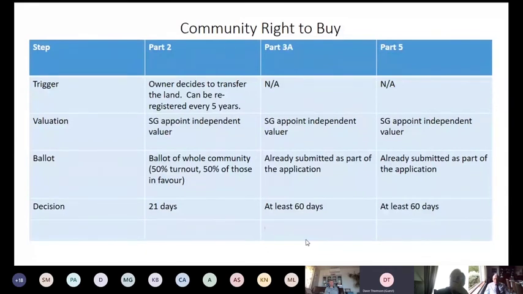The reason that those tests are in place, and they may seem overly restrictive to some, is that for both Part 3A and 5, we are putting in place a compulsory purchase. In other words, we are interfering with somebody's property rights.